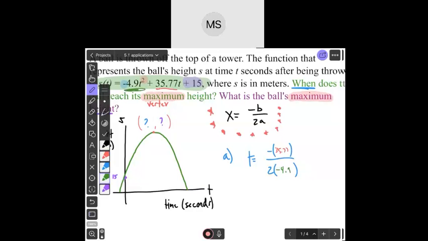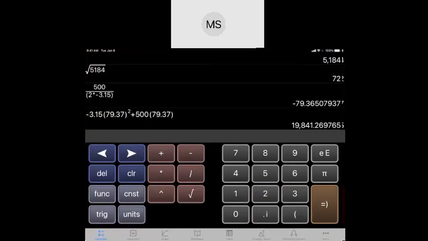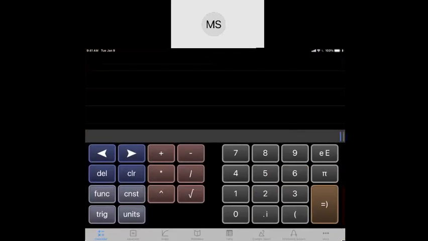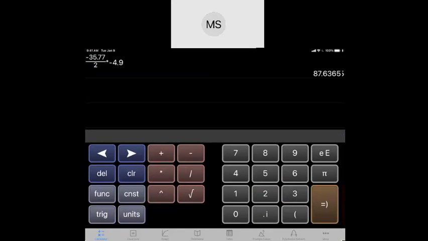Okay. So there's what we need to put in our calculator to figure out what that's equal to. Make sure you're typing that in your calculator correctly. I'm going to flip over real quick. So negative 35.77 divided by 2 times negative 4.9, right? So as I type that in the way I said it, we get that answer.